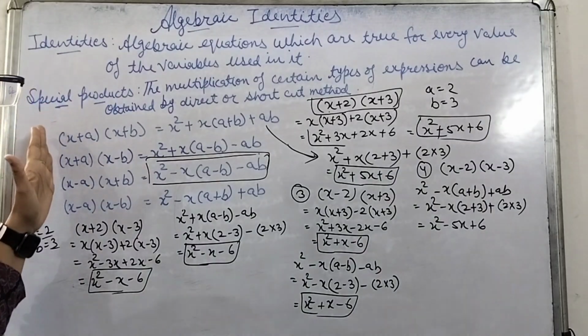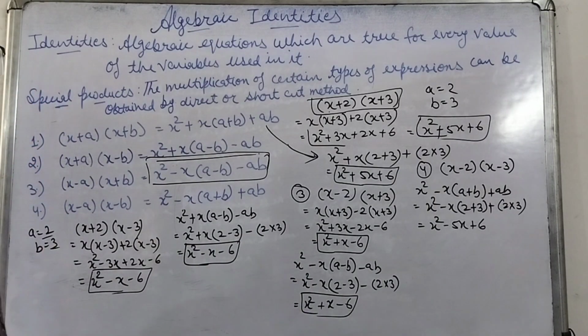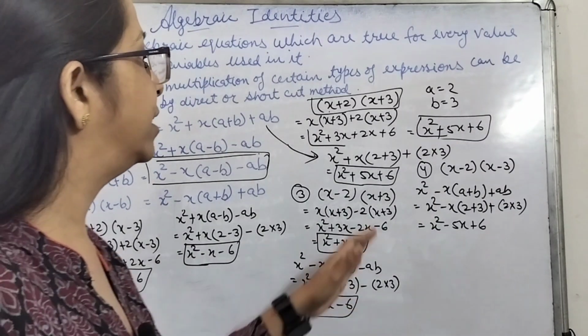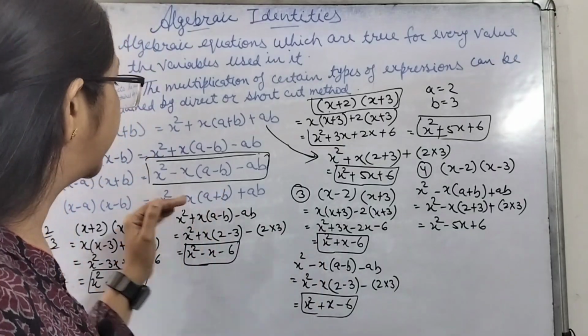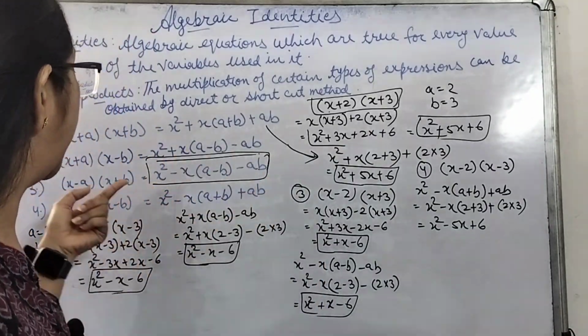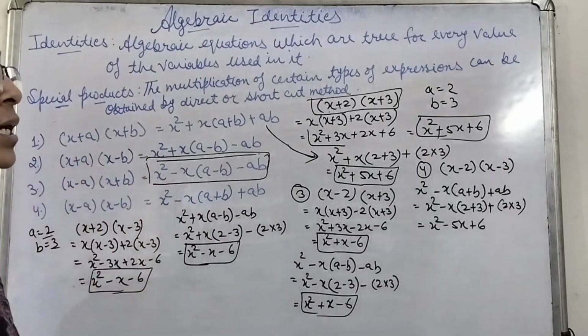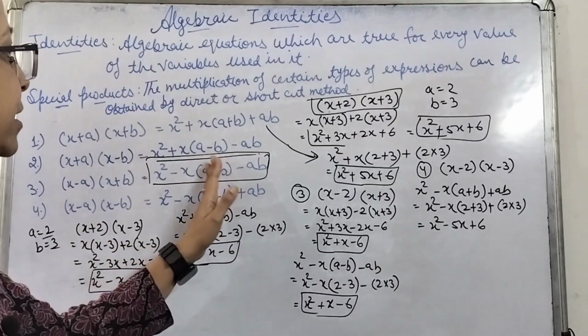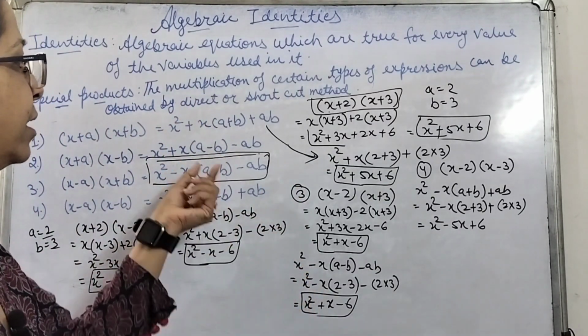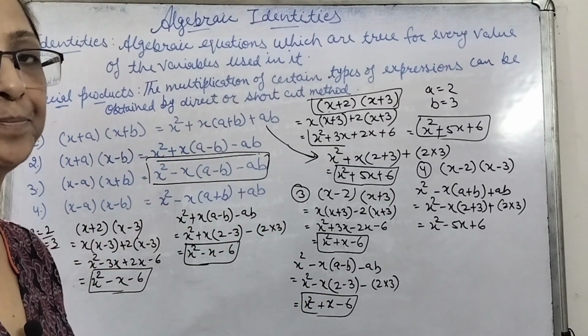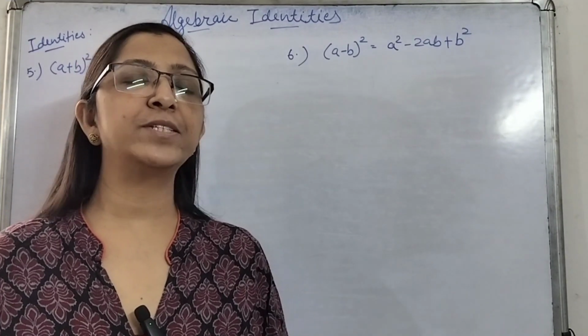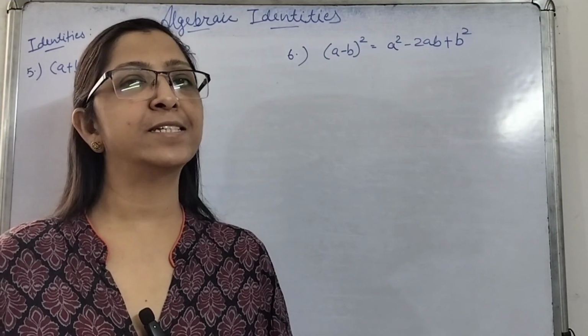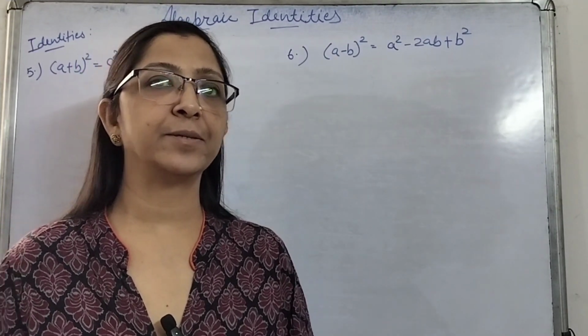So this is how we can use these formulas, these identities, directly. We need not multiply. We can directly take the RHS part, and whatever the values of a and b given to us, we can replace them, and instead of multiplying, directly get the answer. Till now we have seen 4 identities. Now let's see some more algebraic identities.